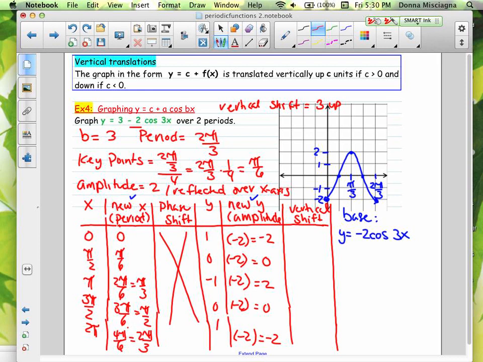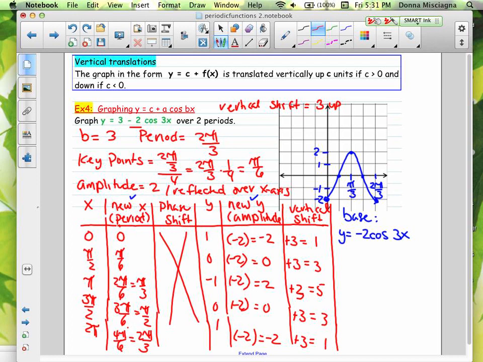It's much easier to count the vertical shift than it is the phase shift. If you want to just count your points up 3, I'm okay with that, but I'm going to write it down. It's not a bad idea to write it down, just double checking yourself. I'm just adding 3 to all these points here. So if I add 3 to -2, I get 1. 0 plus 3 is 3. 2 plus 3 is 5. 0 plus 3 is 3. And -2 plus 3 is 1.